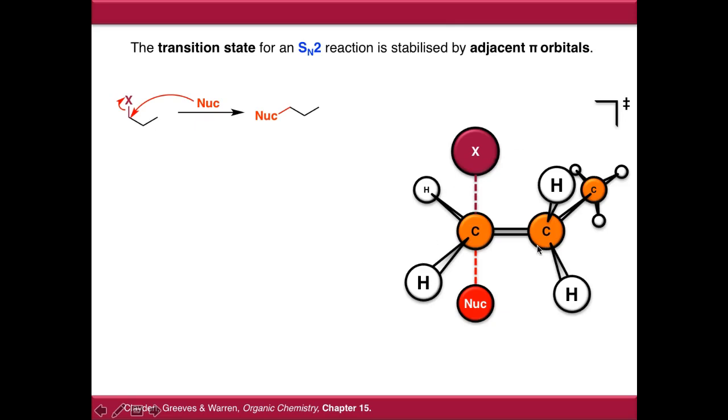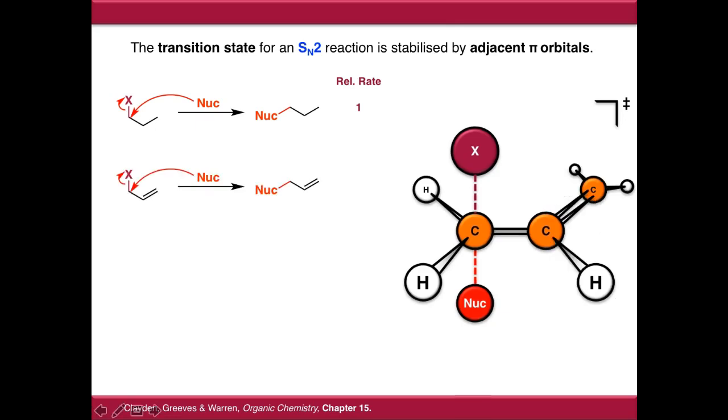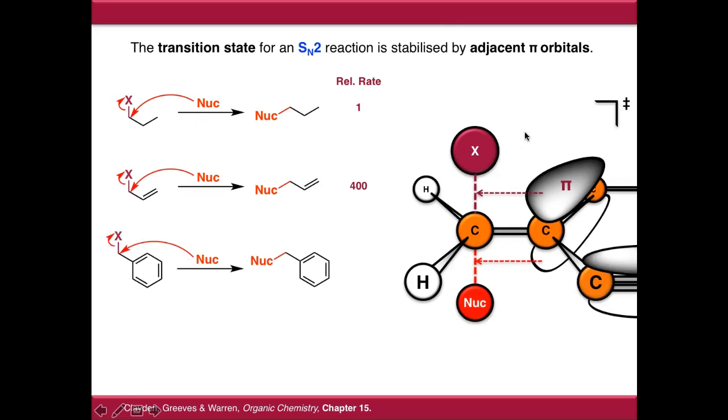If we change our simple primary electrophile for something that's got adjacent pi orbitals, the relative rate now jumps from 1 up to 400. And this is because we've got this pi orbital here, which is stabilizing both the formation of this nucleophile carbon bond and the breakage of this carbon X bond. So this is with a simple allylic substrate. If we move to a substrate that's got even more pi orbitals, so this is a benzylic substrate, the rate increases proportionally, so we end up with a relative rate of 1000.